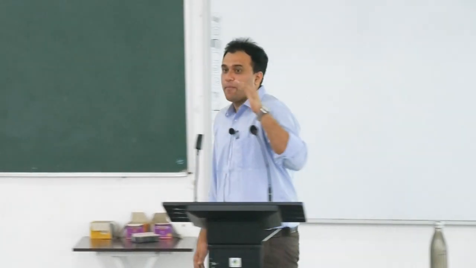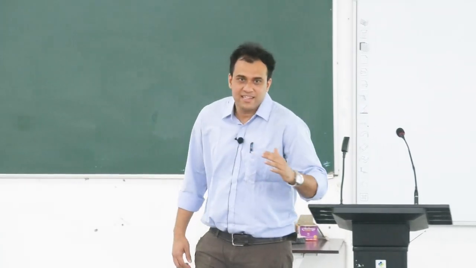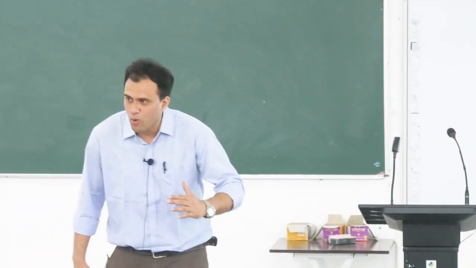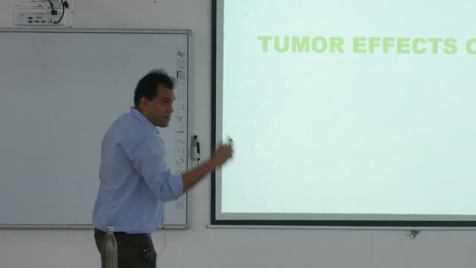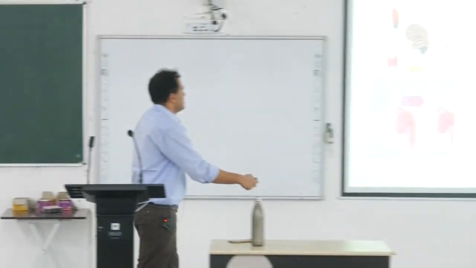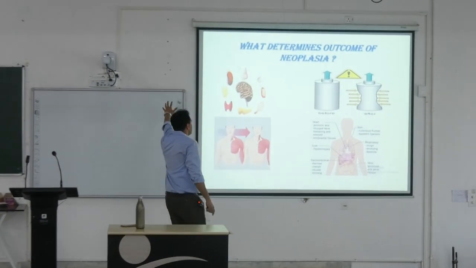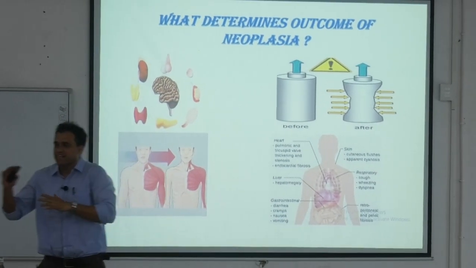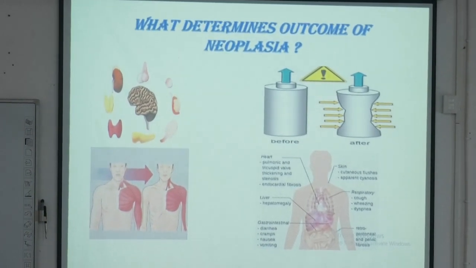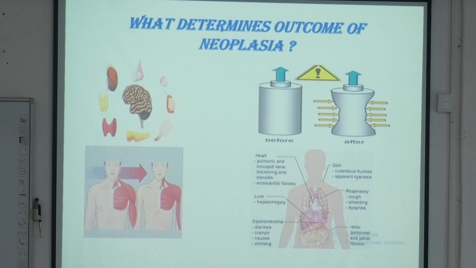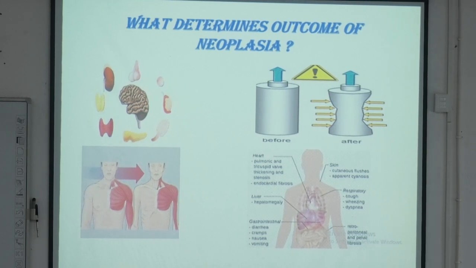But can a benign tumor be lethal? Can a benign tumor be lethal? If yes, how? So, I'll show you some pictures. What is this? This is the brain and various other organs. So, what does it prove? Hormonal effects. So, a tumor will have a hormonal effect.